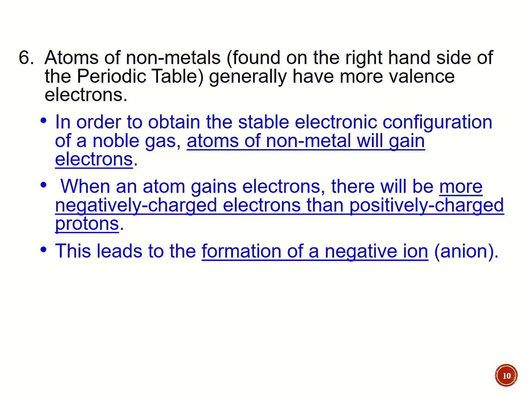Now, atoms of non-metals that are found on the right hand side of the periodic table generally have more valence electrons. So in order to obtain the stable electronic configuration of a noble gas, these atoms of non-metal will gain electrons. So what happens when they gain electrons? When these atoms gain electrons, there will be more negatively charged electrons compared to the positively charged protons in the atom itself. And this leads to the formation of negative ions, or what we call anions.